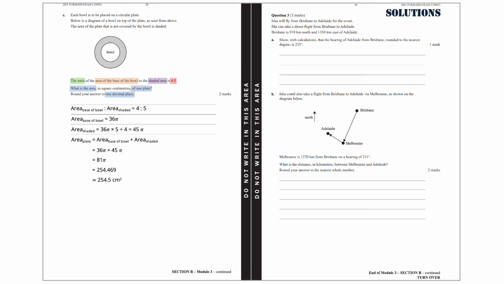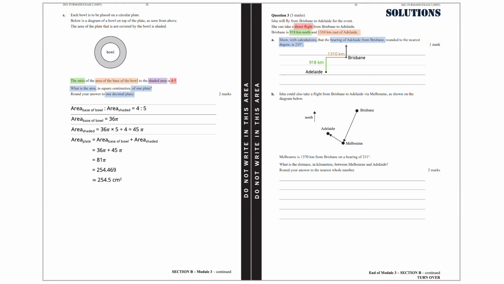Question 3. Aisha will fly from Brisbane to Adelaide for the event. She can take a direct flight from Brisbane to Adelaide. Brisbane is 918 kilometers north and 1,310 kilometers east of Adelaide. Part A. Show with calculations that the bearing of Adelaide from Brisbane, rounded to the nearest degree, is 235 degrees.